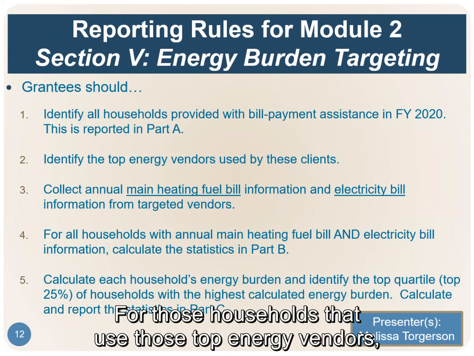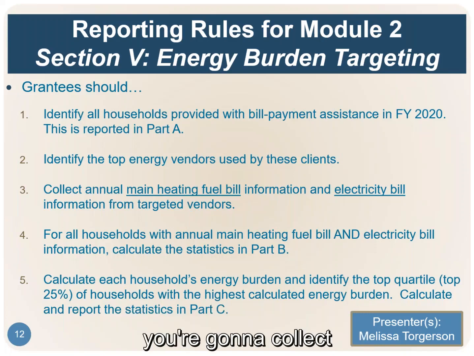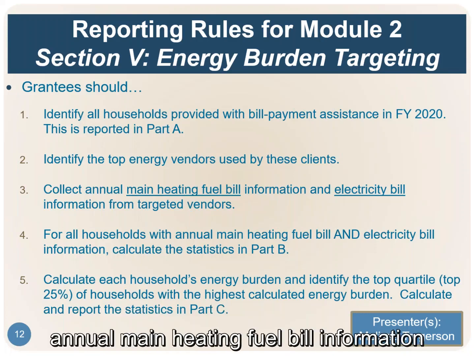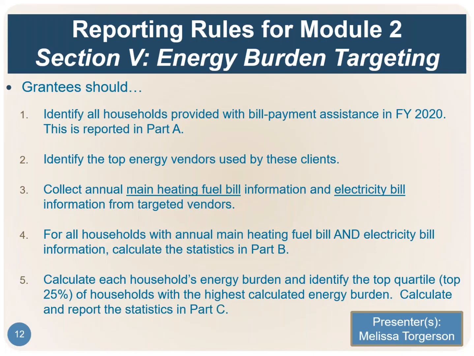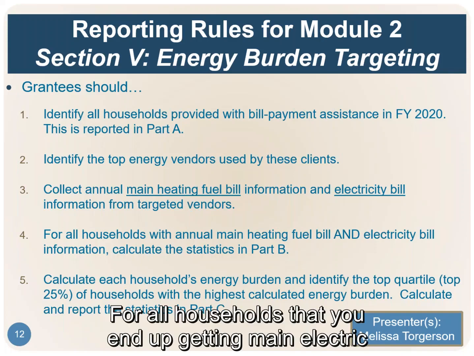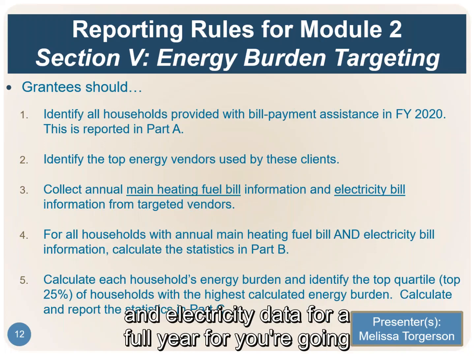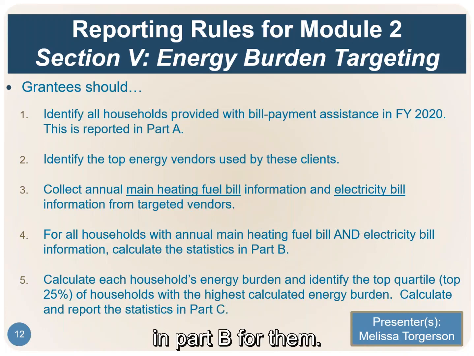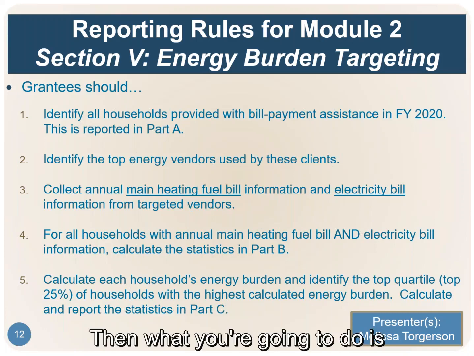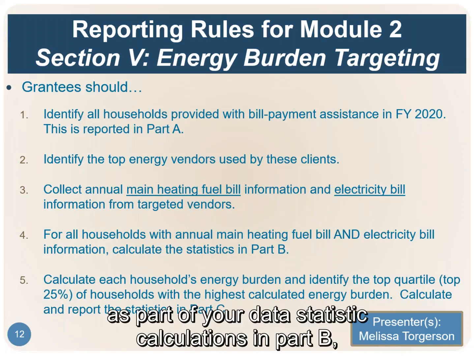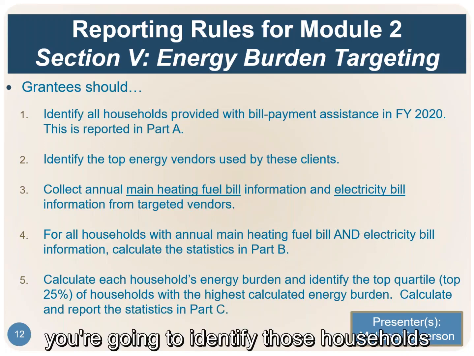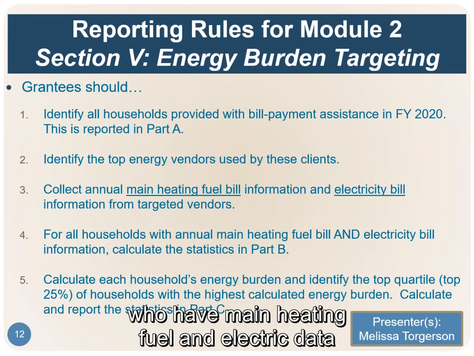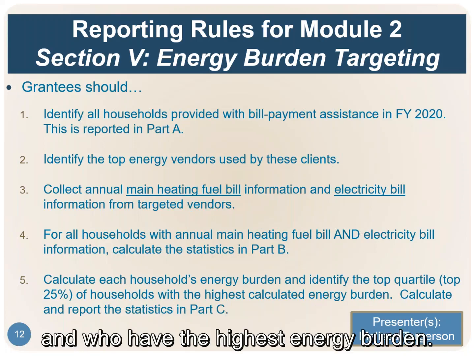For those households that use those top energy vendors, you're going to collect annual main heating fuel bill information and electricity bill information. For all households that you end up getting main electric and electricity data for a full year for, you're going to move those households down to Part B of Module 2, and you're going to calculate all the statistics in Part B for them. Then, as part of your data statistic calculations in Part B, you're going to identify those households who have main heating fuel and electric data and who have the highest energy burden.